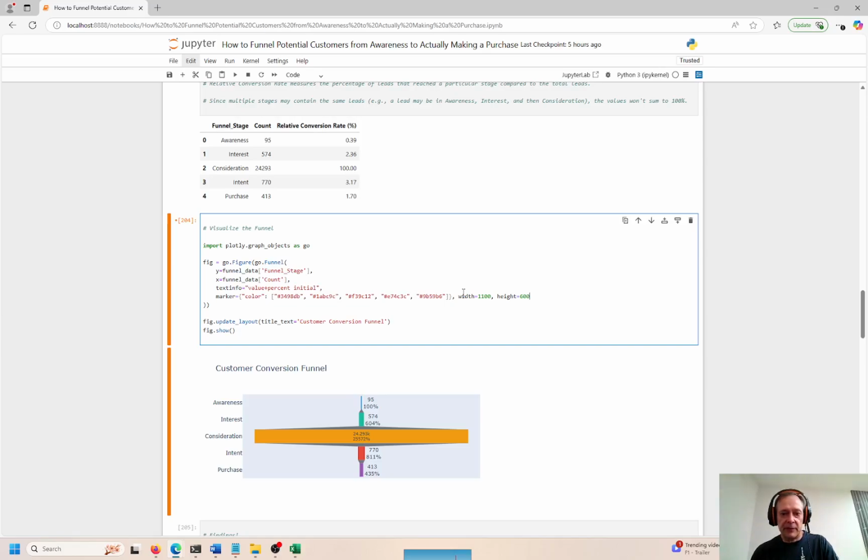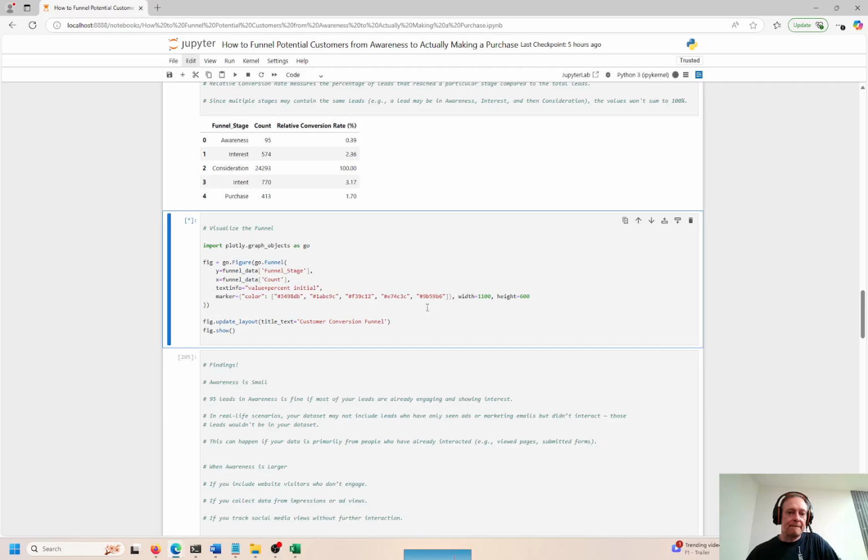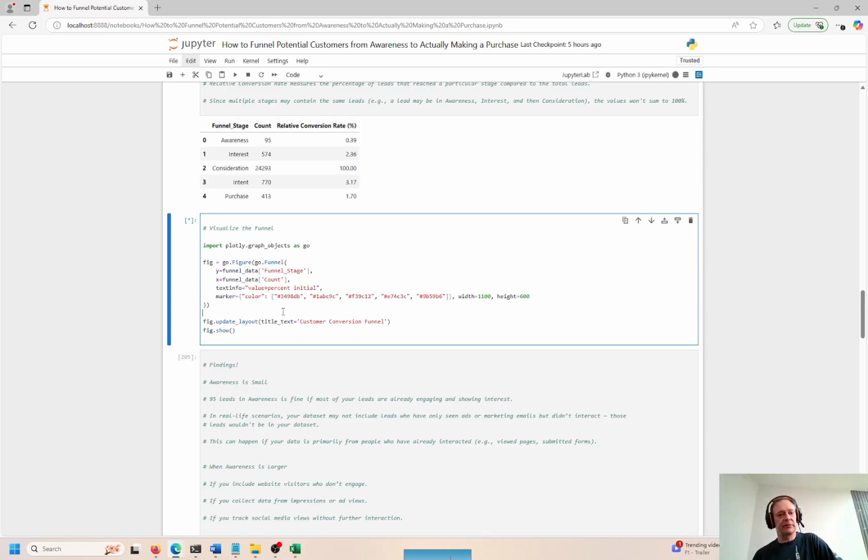I think that is fine. Closing brackets. Okay, so we're going to display the visual here of what this graph actually looks like. And here's the counts over here.